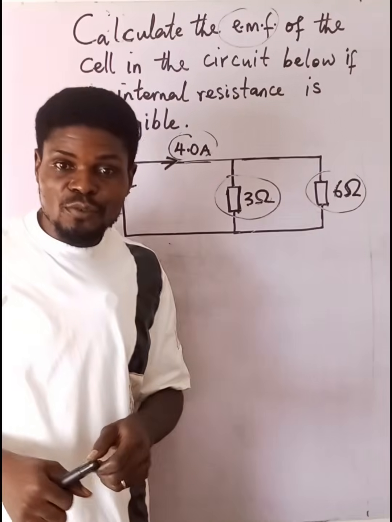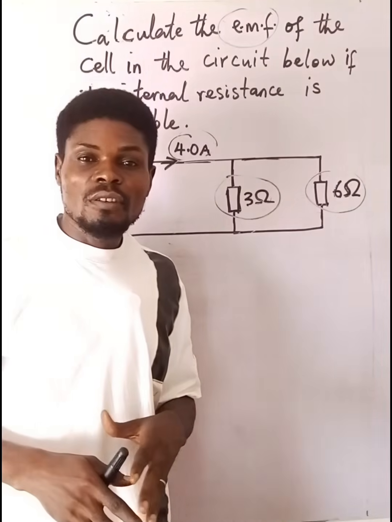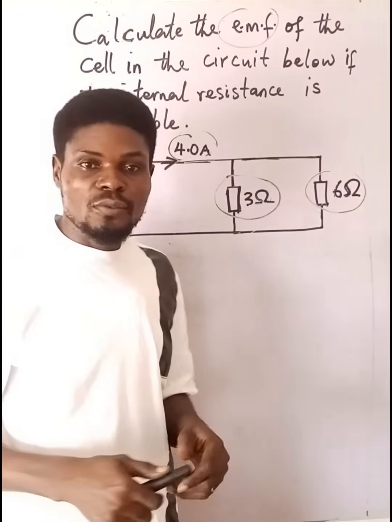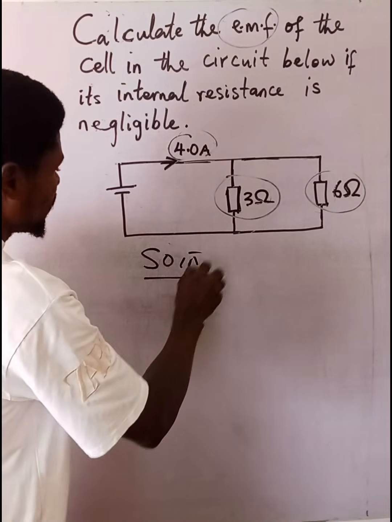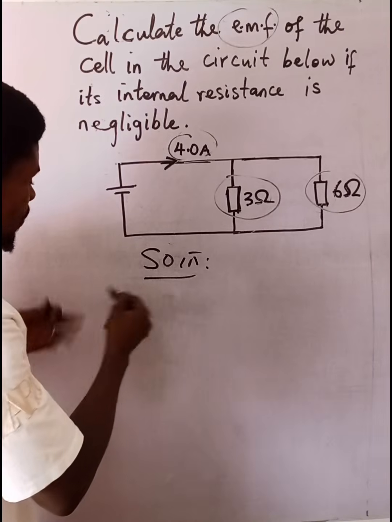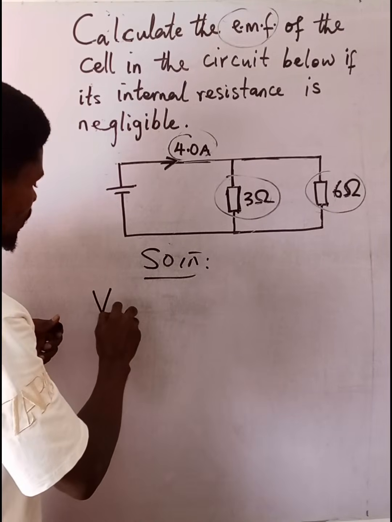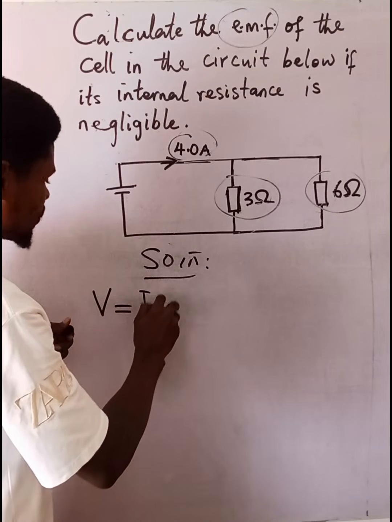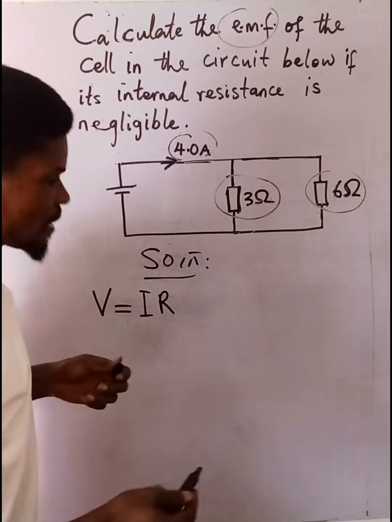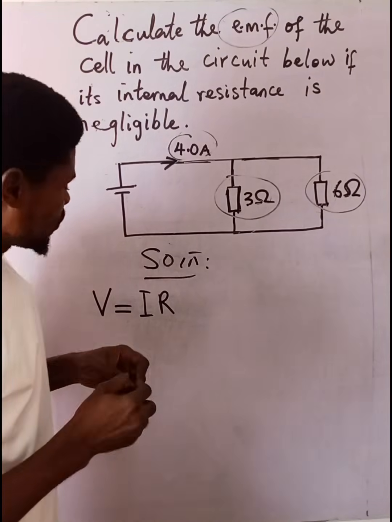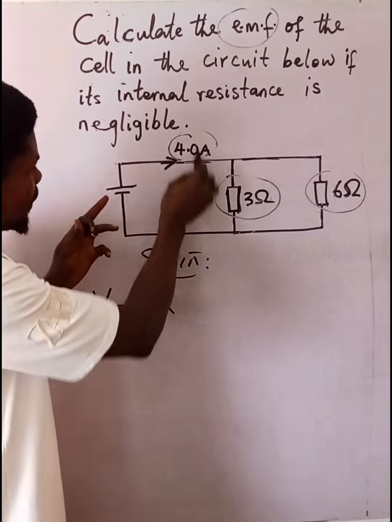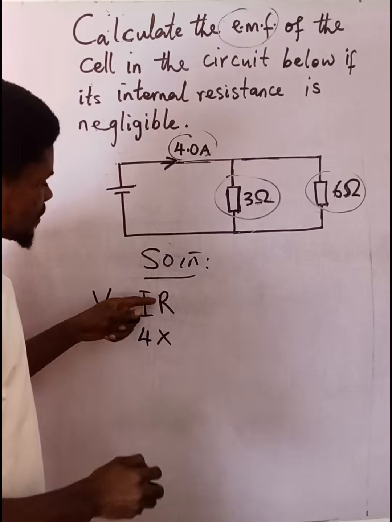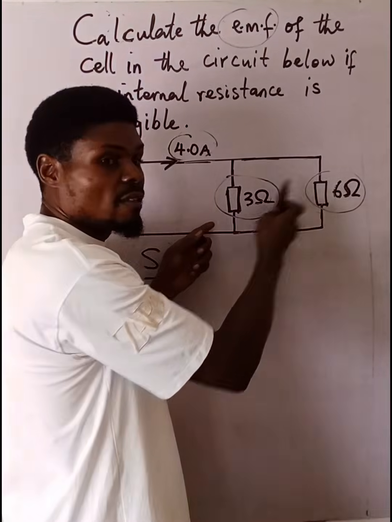So it's a simple question to solve. Just make use of the formula and then you are good to go. So here is the formula. Solution: EMF, otherwise called the voltage, is equal to the current multiplied by the resistance. So what is the value of the current here? It is equal to 4 from here. Then the resistance, of course, we have two resistances.